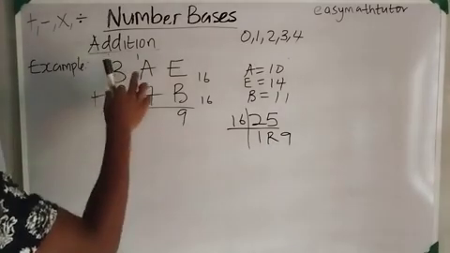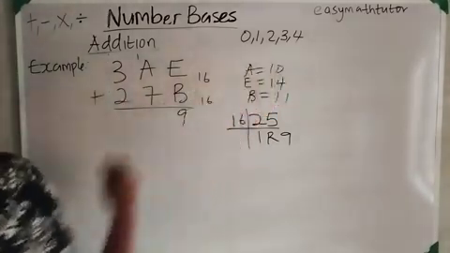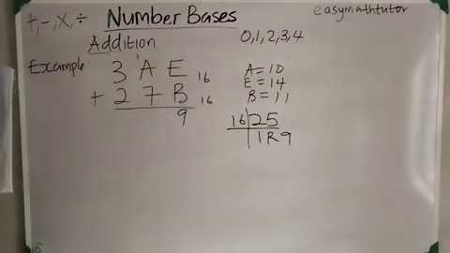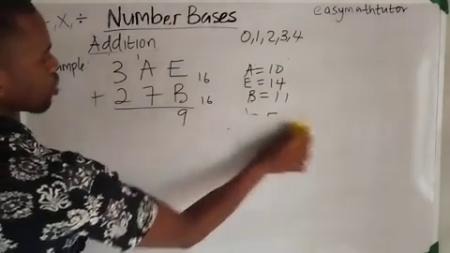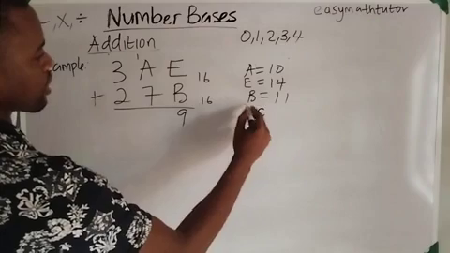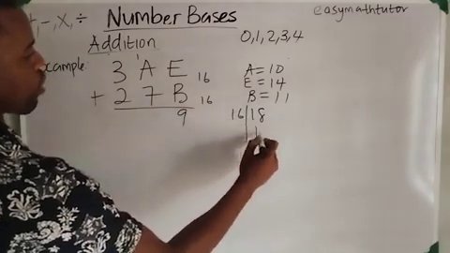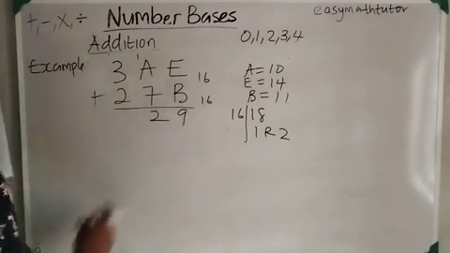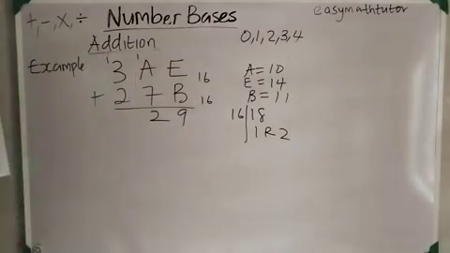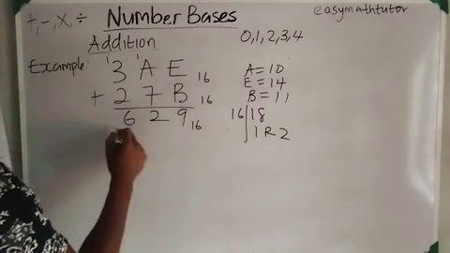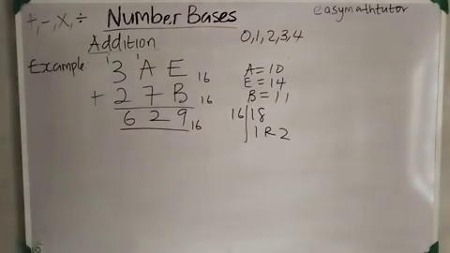So this becomes 1 plus A plus 7, and A is 10. So this is 1 plus 10 plus 7. That gives a total of 18. 18 is also larger than the base 16. So we are going to divide that 18 by 16. That gives us 1 remainder 2. So we are going to write down the remainder 2 and carry over the 1. This becomes 1 plus 3 plus 2, that's 6. So the addition of these two numbers is 629 in base 16.